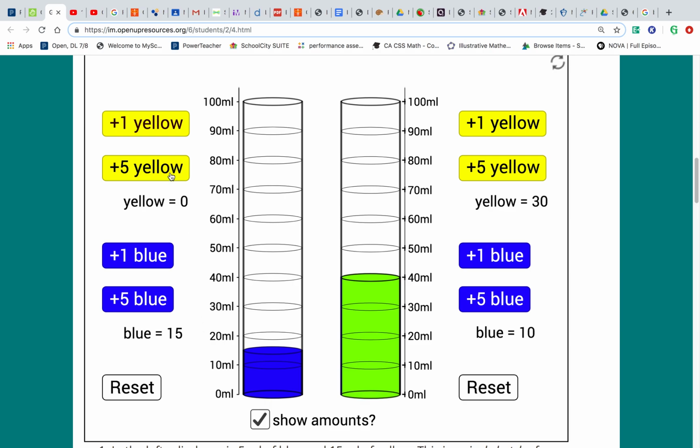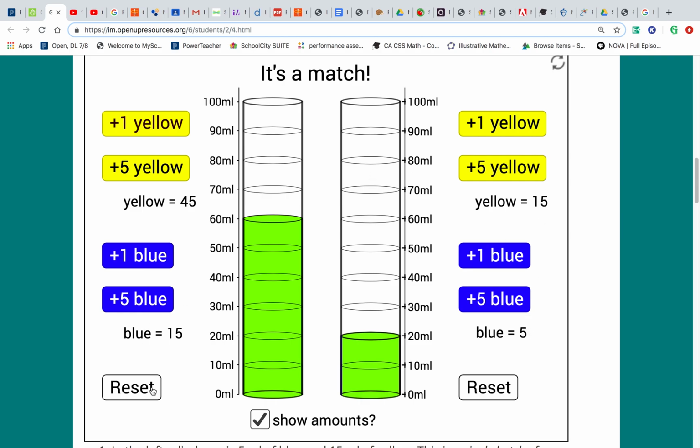And then 45 yellow, if we're going by 5s, we're going to need 9 of these. 1, 2, 3, 4, 5, 6, 7, 8, 9. It's a match. So yes, it makes sense that we would have an equivalent color. If we look at the original batch here, we hit reset, it was 5 to 15, right? 5 to 15, yep, it's a match.